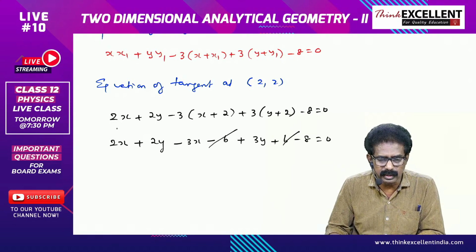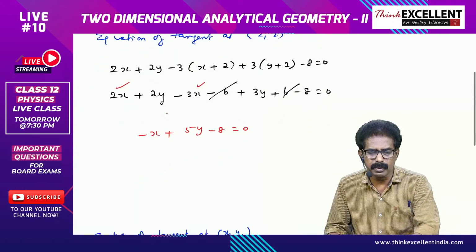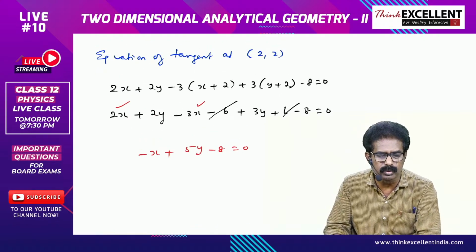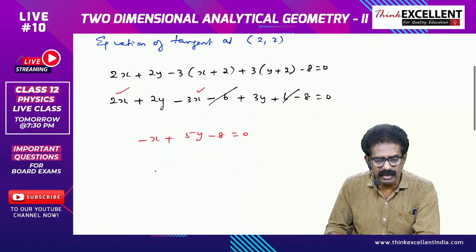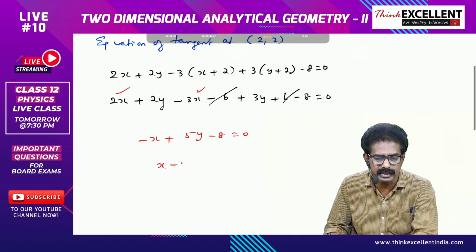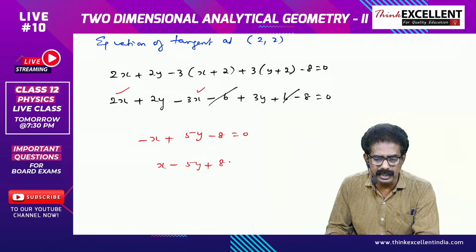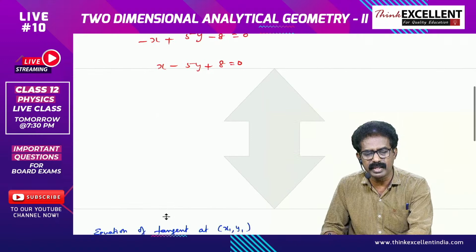You are getting minus x, right? Minus x. 2y plus 3y, 5y. Then we are getting a minus 8 equal to 0. Okay. First time we want positive, so you change the sign throughout. Full sign change பண்ணீங்கனா. So x plus 5y. Sorry, x minus 5y. Change the sign throughout. X minus 5y plus 8 equal to 0. இதுதான் equation of tangent. So next we find equation of normal.